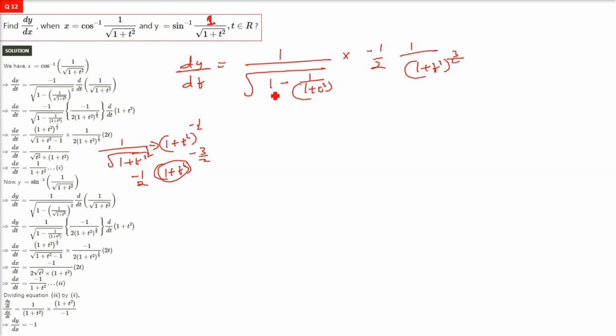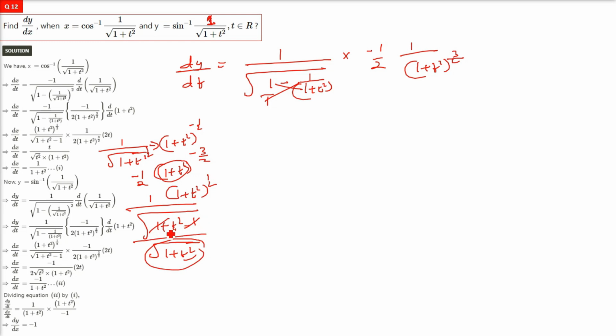Now let us do this one. The same way we did the first one. So we have 1 by under root 1 minus 1 by 1 plus t square. It will be 1 plus t square minus 1 divided by 1 plus t square, that will be in the root. So this goes up in the numerator: 1 plus t square to the power half. 1 gets cancelled. Under root t square will be t. Same thing here. So what will be the final thing? 1 plus t square to the power half in the numerator, and t will be in the denominator.